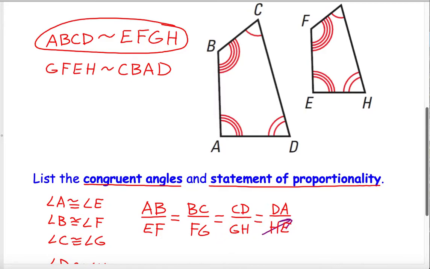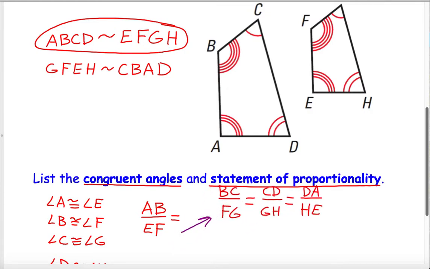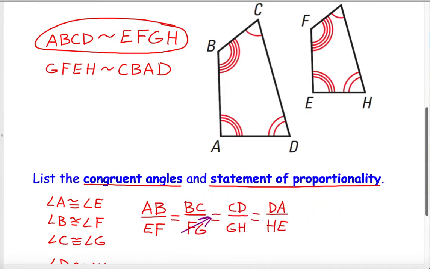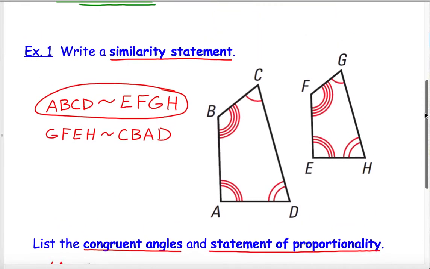And that's important because then if we know some of the sides but we're missing some of the others, we can write a proportion. Any two of these fractions we can set equal, and we'll be able to solve for a missing side. All right, so a couple of things just to reiterate.